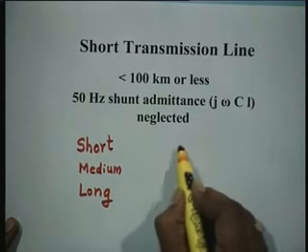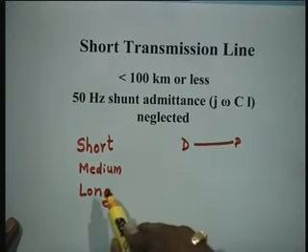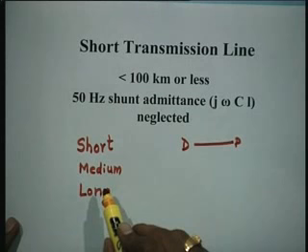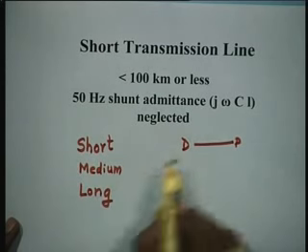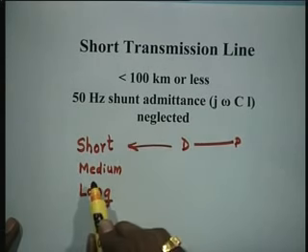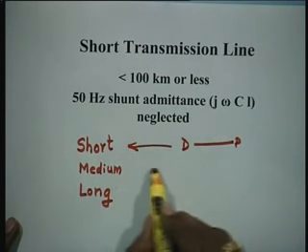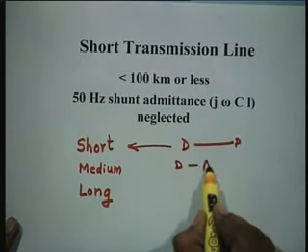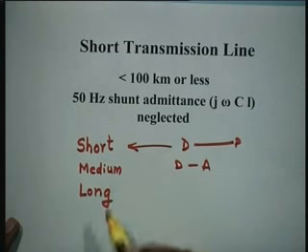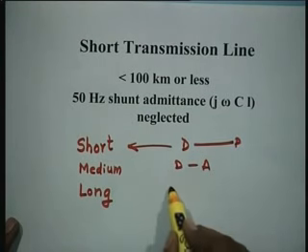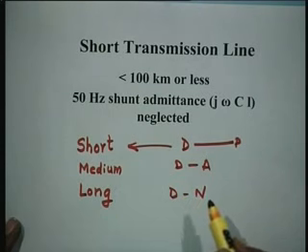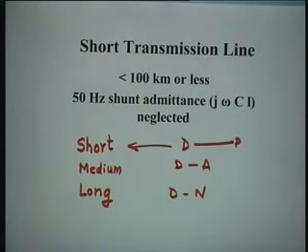From Delhi to Panipat, around less than 100 kilometers or around 100 kilometers, it is a short transmission line. From here to Ambala, it is a medium transmission line, and from Delhi to Nagpur, long transmission line. Why do you want to divide transmission line into short, medium and long? Their characteristics change, their performance change.